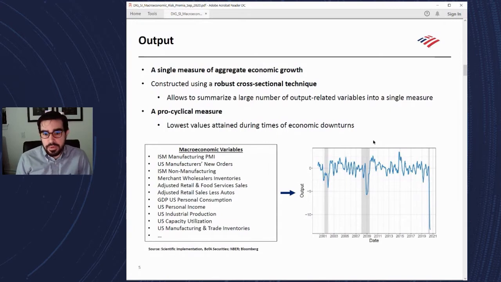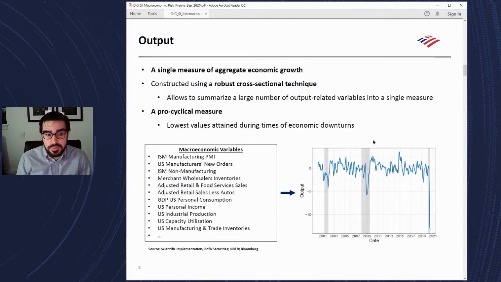So first of all, we have the output measure, which is a single measure of aggregate economic growth. How do we construct this measure? We start from a set of individual macroeconomic variables that you can see at the bottom left of this slide. Things related to industrial production, capacity utilization, retail sales, manufacturing PMI, and so on.